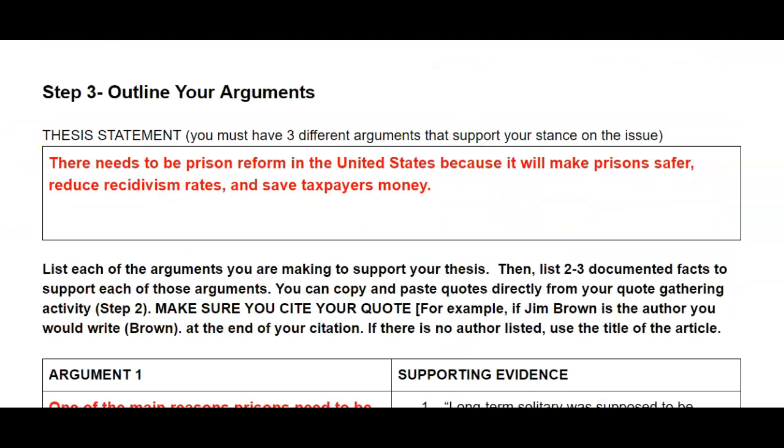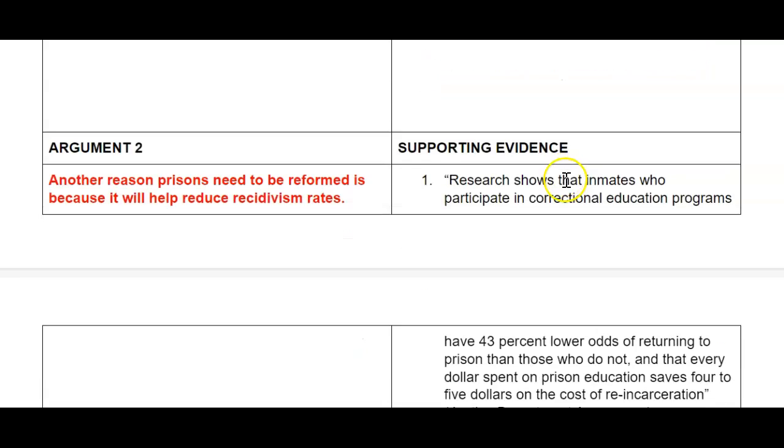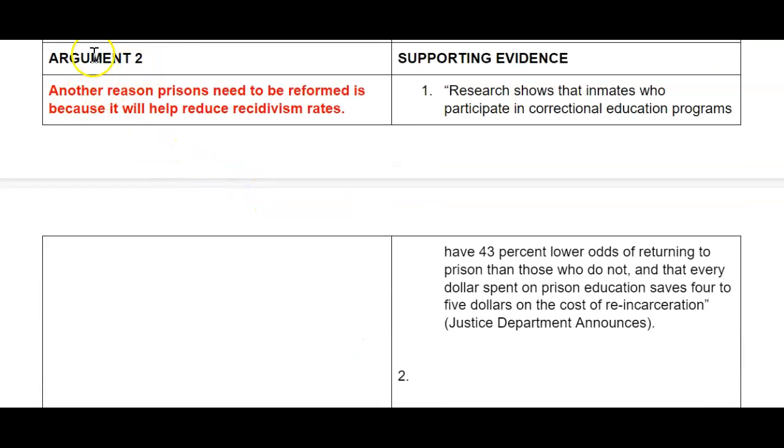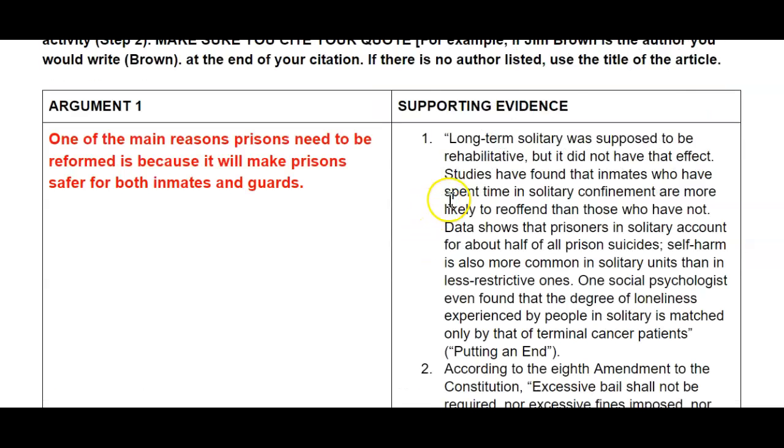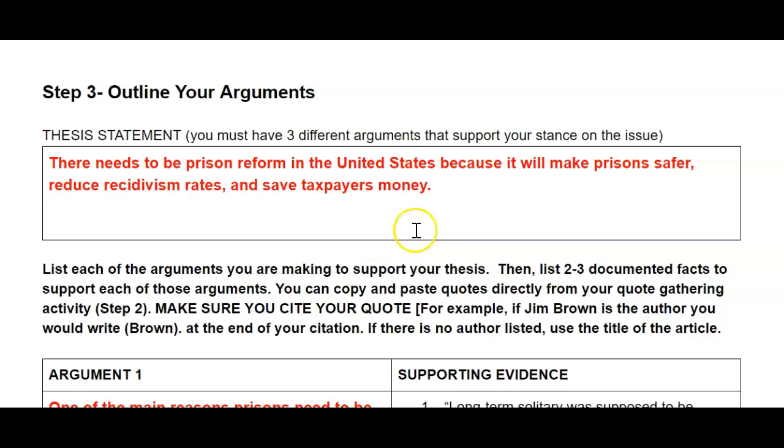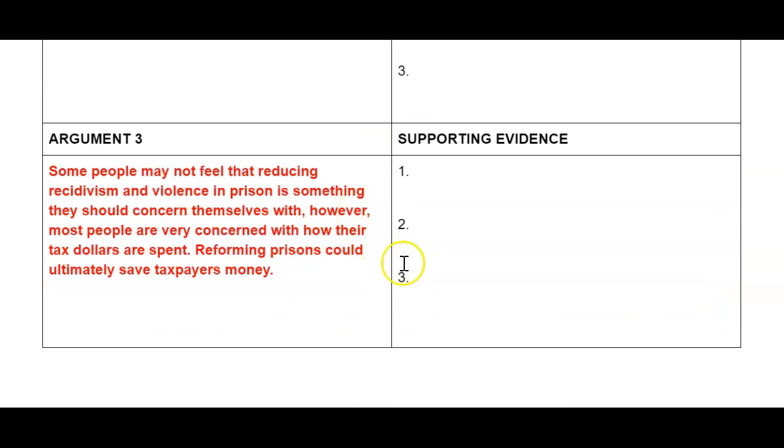If I scroll up, the second point that I make here is that prison reform will reduce recidivism rates. So if I scroll down to argument 2, another reason prisons need to be reformed is because it will help reduce recidivism rates. Straightforward, to the point. All right, and then the last main argument I'm making in the thesis is that it will save taxpayers money. And sure enough, when I scroll down to argument 3, it says some people may not feel that reducing recidivism and violence in prisons is something they should concern themselves with. However, most people are very concerned with how their tax dollars are spent. Reforming prisons could ultimately save taxpayers money.